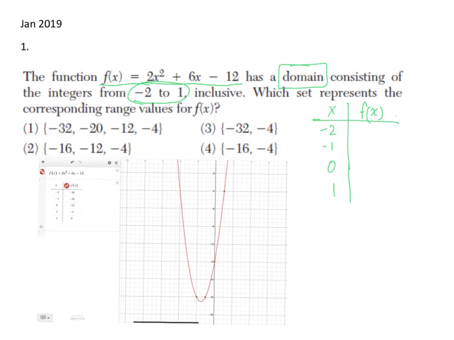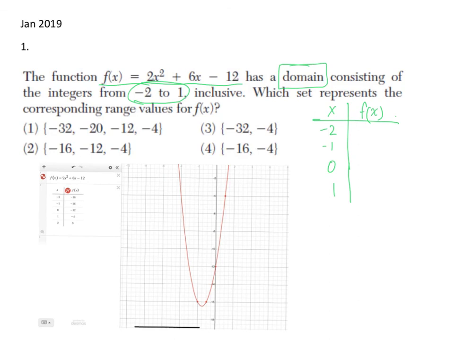And I got the table for it. So I figured out the values using the table. So I've got this set. Now let's see what the values are. At -2 it's -16, at -1 it's back to -16, at 0 it's -12, and at 1 it's -4. So let's look at these in our range values. So we have -16, then we have -12 and -4. So that's right here. Answer choice 2.